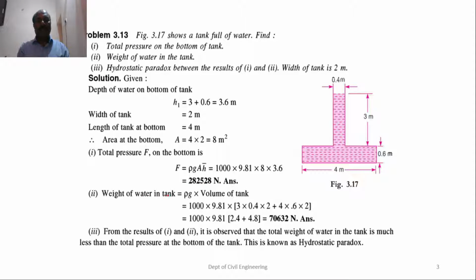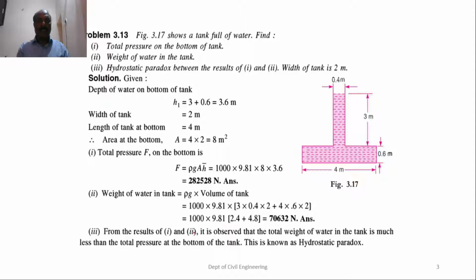Now the weight of the water in the tank. The weight of the water is rho g into volume, that is density into volume. The volume is 9.81 into 1000 into 3 into 0.4 thickness, with width 2 meters, plus the second tank, 4 into 0.6 into 2 meters. From the total volume, 70,632 Newton is the weight of the water in the tank.